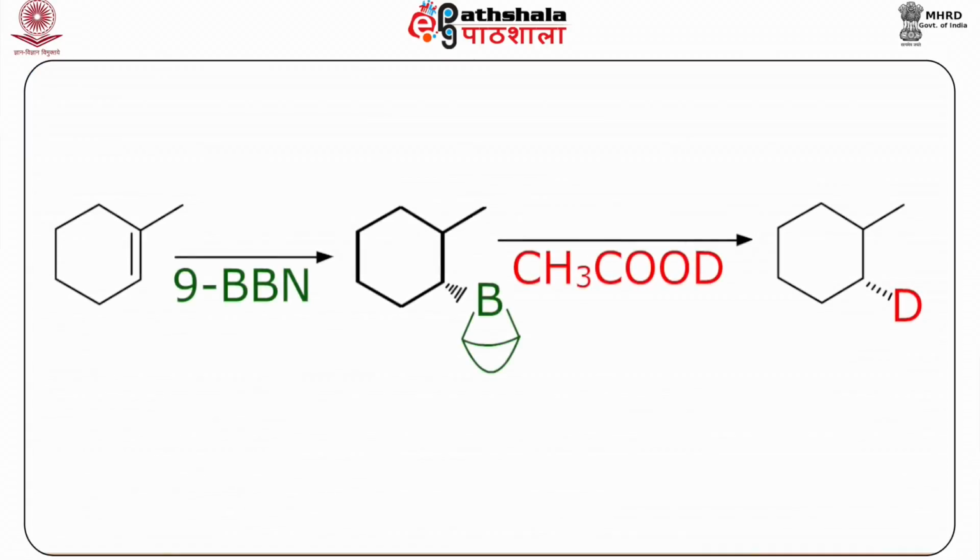Another importance of this reaction is that we can use it to introduce deuterium. When you use deuterium in place of hydrogen in carboxylic acid, we can do that. Let us see with the help of an example how we can do. So, starting with 1-methyl cyclohexene, when we do the hydroboration using 9-BBN, and subsequently if we do the reaction with CH3COOD, that is the deuterated acetic acid, then we can have deuterium in place of boron.